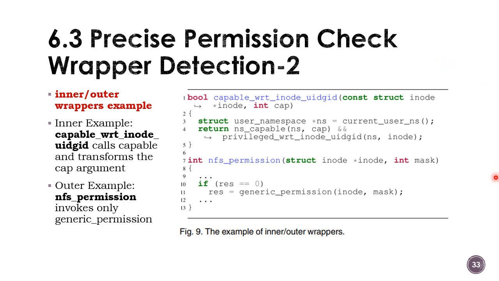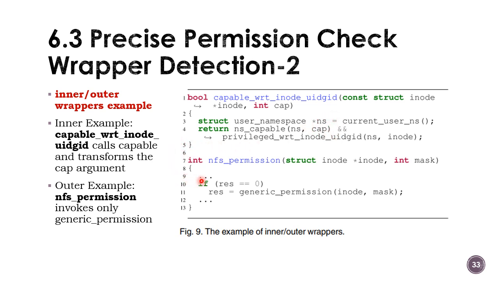Here in this slide, we have an example from the paper, which is figure 9. So this example will clearly display the difference between inner and outer wrapper examples. Inside the first function, here we have capable_wrt_inode_uidgid. Inside this, we have some permission checks which are lower level, like ns_capable, and it contains the CAP as the macro, which stands for the capabilities permission check, which is a fine-grained permission check.